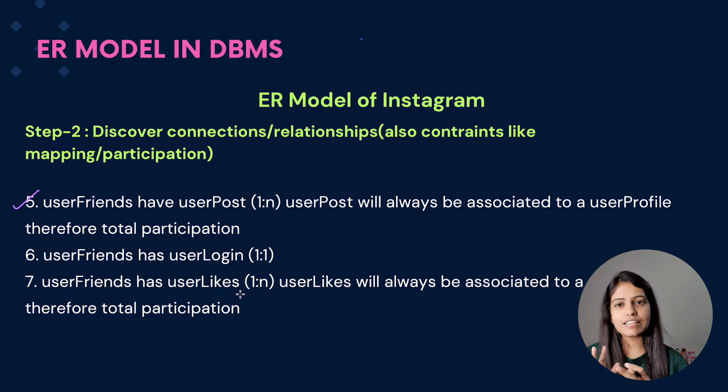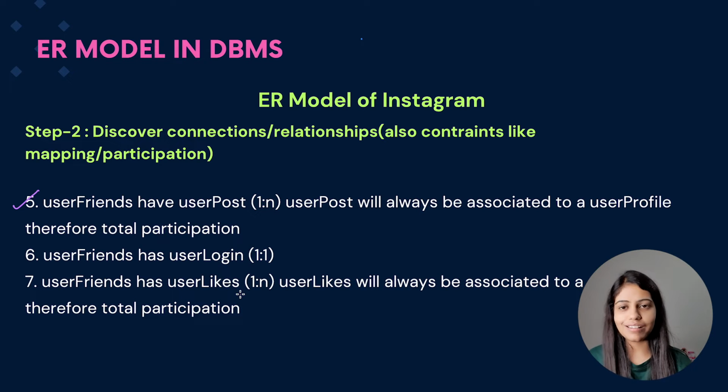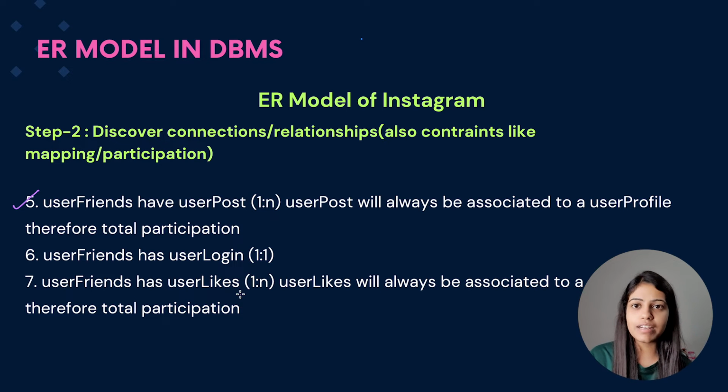So why does this term total participation come up every time? What happens is, there is a user friend, right? If there is a user, only then a user friend would exist. If there is no user, then with whom is the user friend associated? So a user friend exists only when there is a user, and therefore there is a total participation.